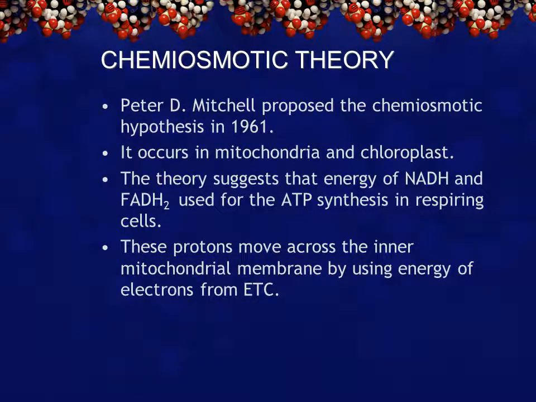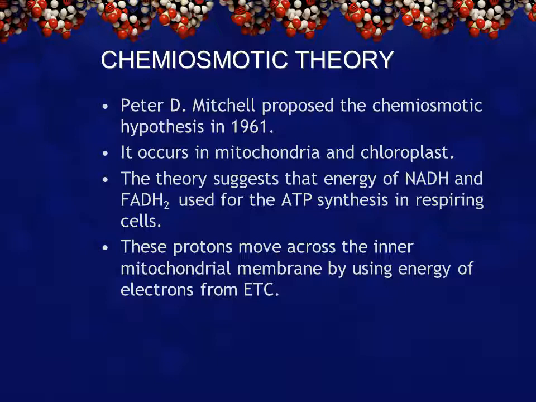The chemiosmotic theory. Who was the person who gave the idea, who suggested the hypothesis? Here is that person, and you can see the name is Peter D. Mitchell. He was the person who proposed the chemiosmotic hypothesis in 1961, where it occurs in mitochondria and chloroplasts.